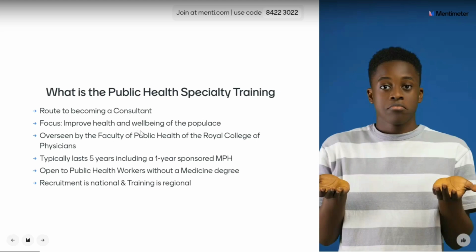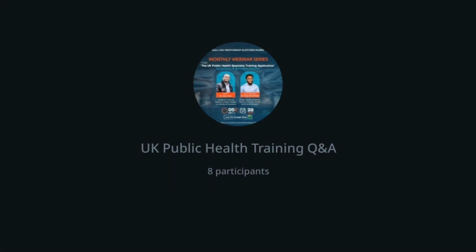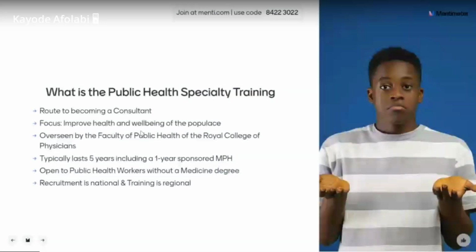The training scheme is overseen by the Faculty of Public Health, which is part of the Royal College of Physicians. So if you complete the training and become a consultant, it means you are automatically a member of the Royal College of Physicians. The training lasts 5 years, and it includes an MPH for 1 year that is sponsored by the Faculty of Public Health, sponsored by NHS England invariably.